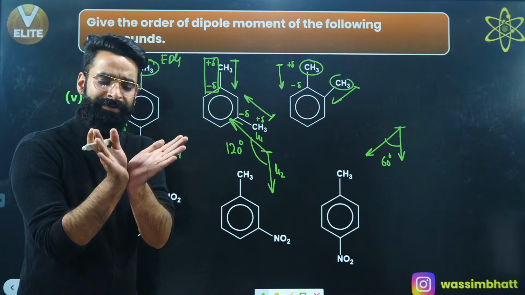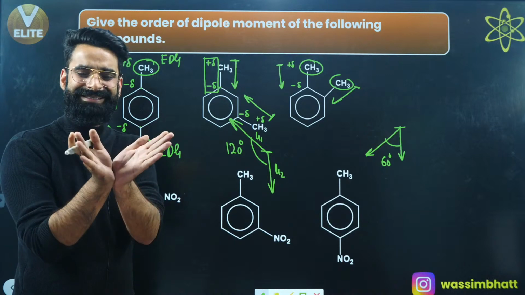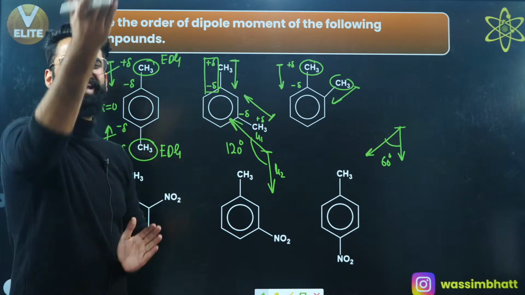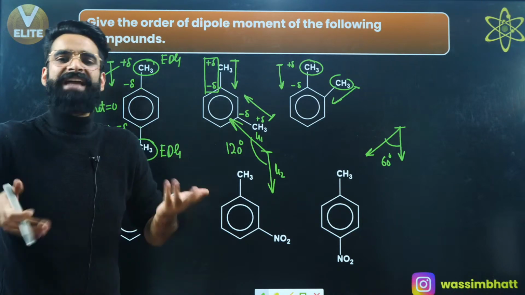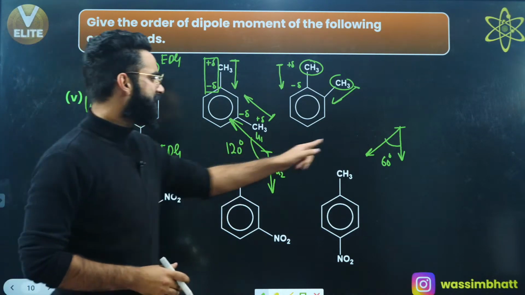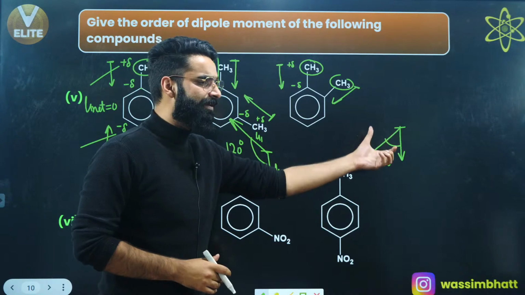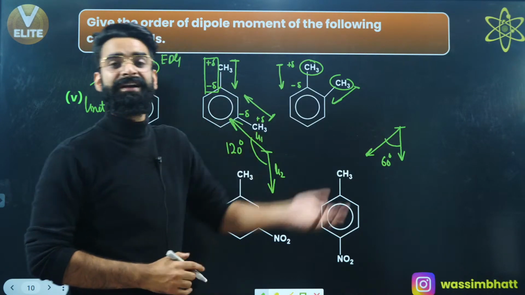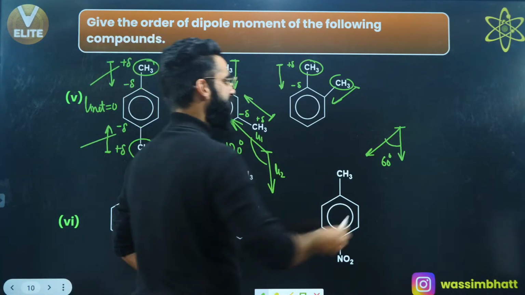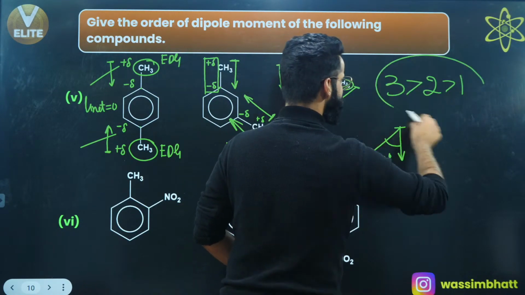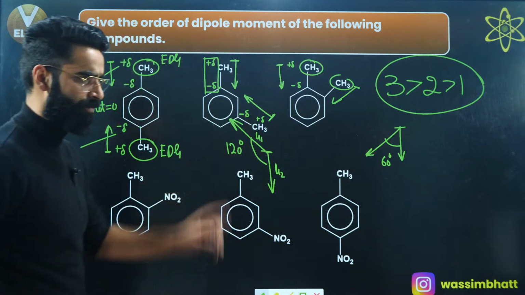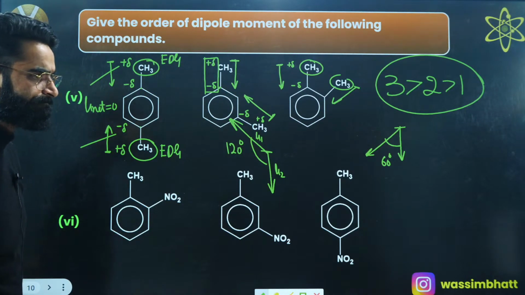If the angle between the two dipole moments is less, the resultant dipole moment is more. If the angle between the two dipole moments is more, the resultant dipole moment is less. So among these, wherever the angle is less, the resultant dipole moment is more. In the third case, the dipole moment is maximum, followed by the second, followed by the first. In the first one, it is 0. This is the order of the dipole moments, 3, 2, 1. As simple as that, right?